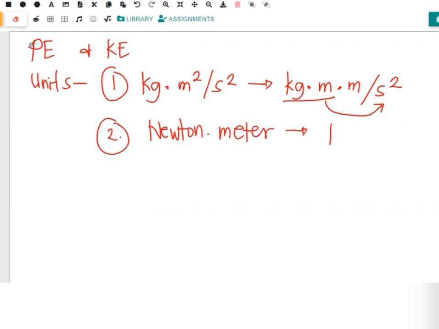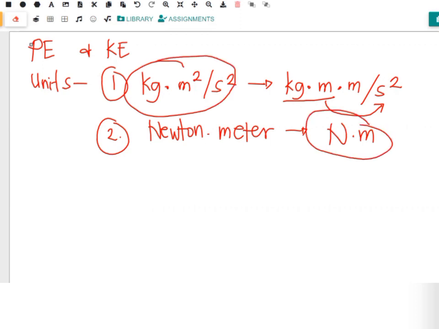So, therefore, another unit is Newton meters. Meron na tayong dalawa. Kilogram meter per second squared, tapos Newton meter. And the third unit is joules, or the symbol is J. All right, please take note of that.